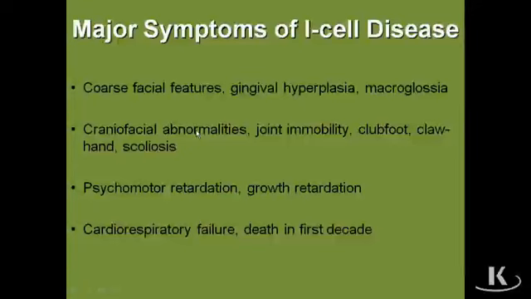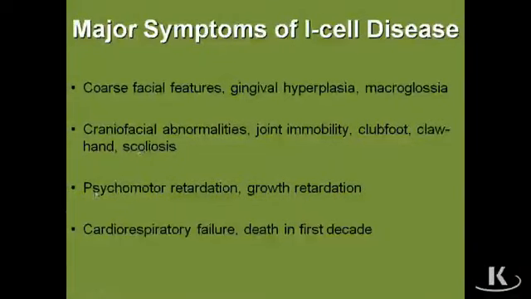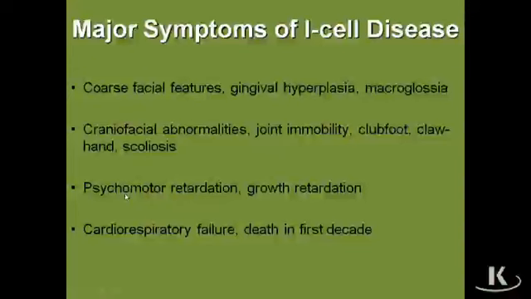Developmentally, you're going to see craniofacial abnormalities, joint immobilities, clubfoots, maybe even a claw hand. You're going to get problems with the nerves that innervate the hands. You might even get scoliosis. These patients are typically going to present with psychomotor retardation, growth problems, and unfortunately, they're usually going to succumb to cardiorespiratory failure. These inclusions are going to cause problems in their heart. Their heart's going to be the organ that suffers, and they're going to die from cardiorespiratory failure, usually within the first decade of life. So a very devastating disease.